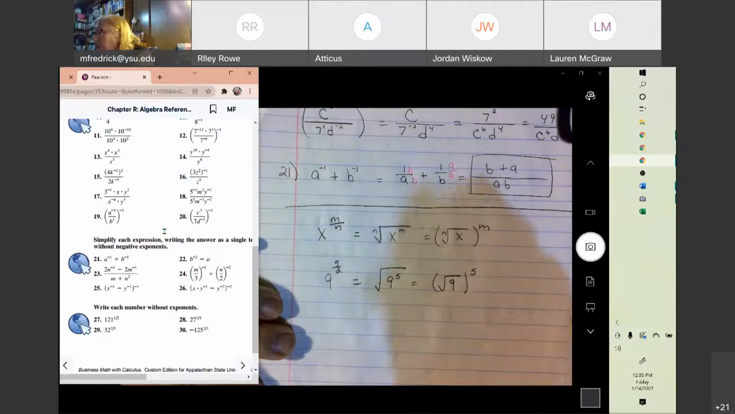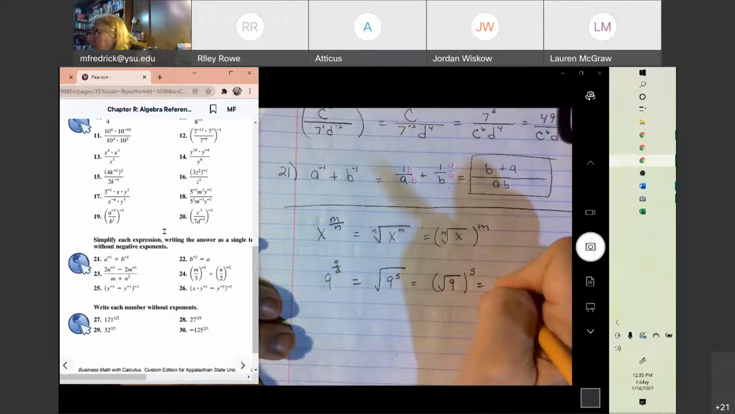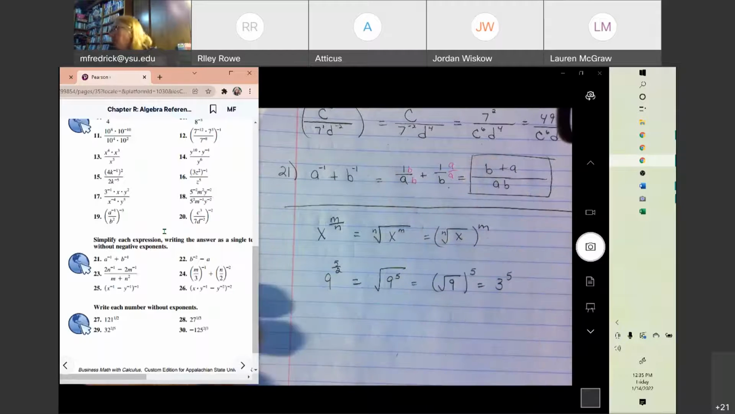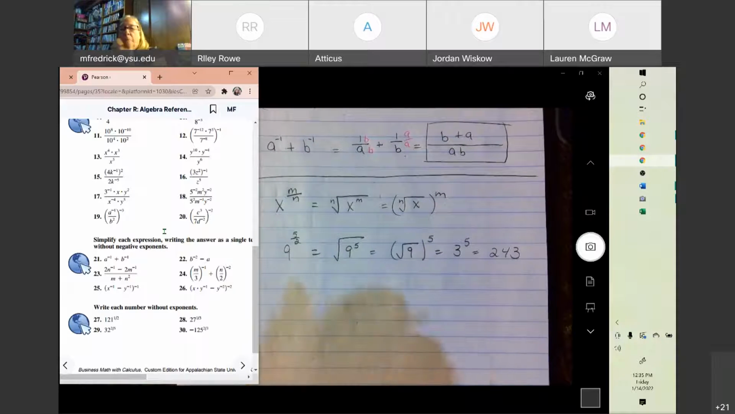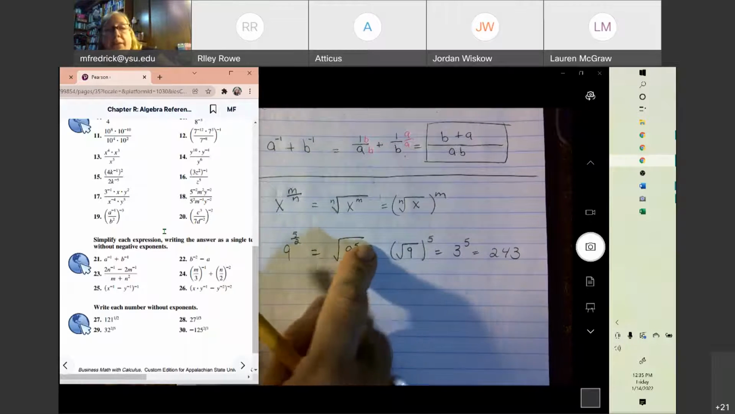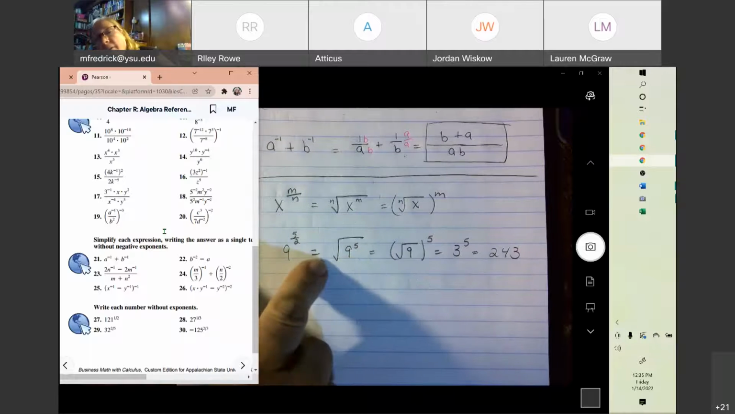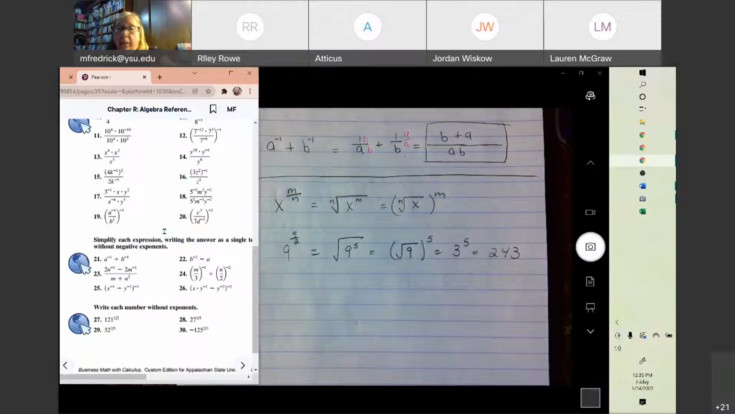But the square root of 9 is 3. And then 3 to the 5th. I don't want to do that one in my head. 243. But you could take 9 to the 5th first in your calculator and then take the square root. You'll get the same answer. Any questions on that?